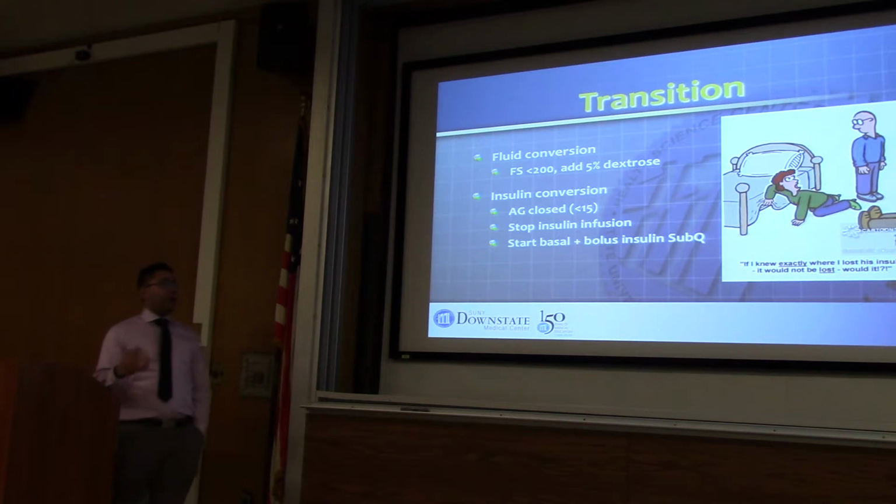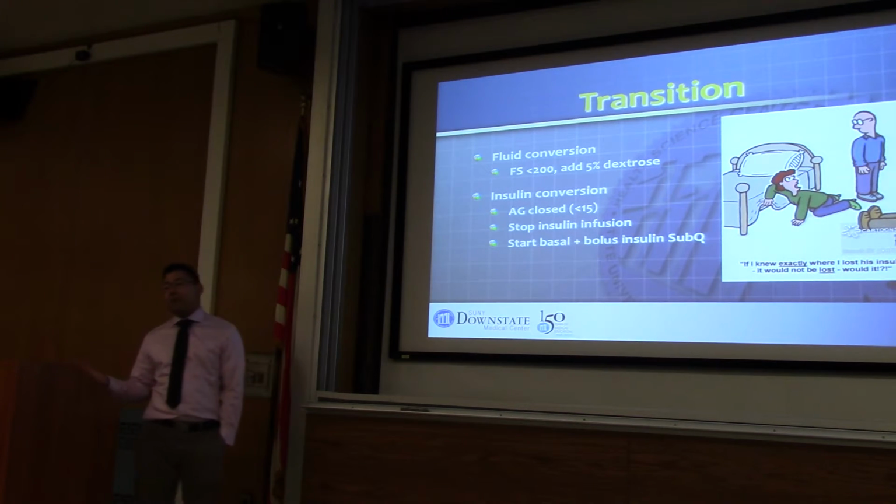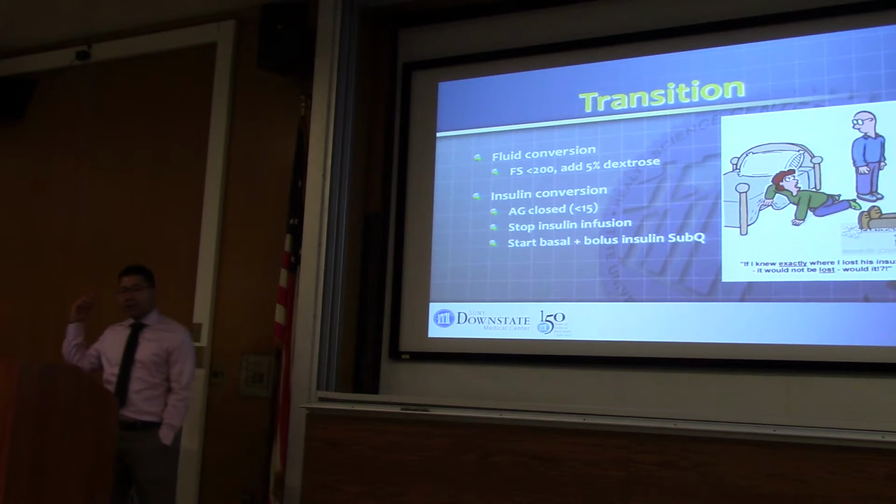So there's an endpoint to all of this DKA. Sometimes we don't see this because they just got bumped up to the ICU, but a lot of times the ICU is full, or the patient is in pretty mild DKA, which is managed in the CCT, so we do come to a point of transition.